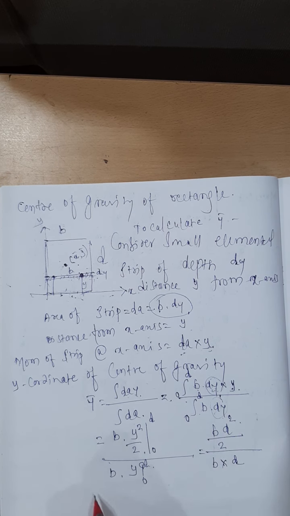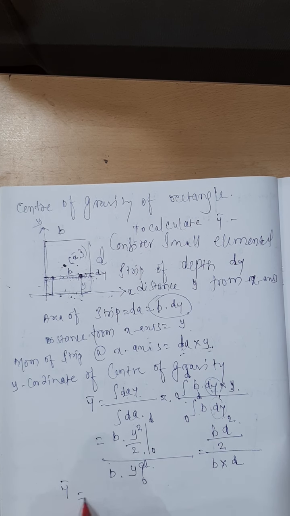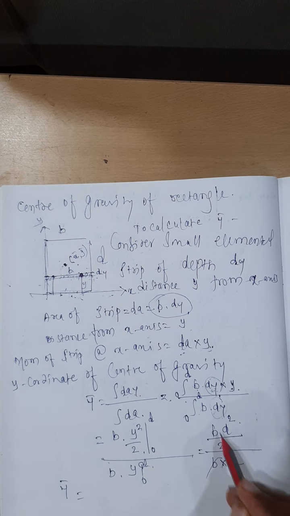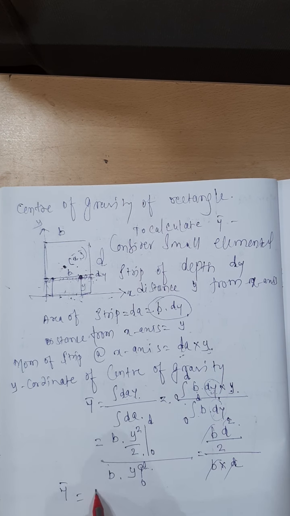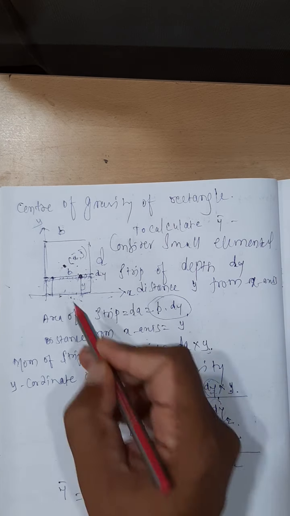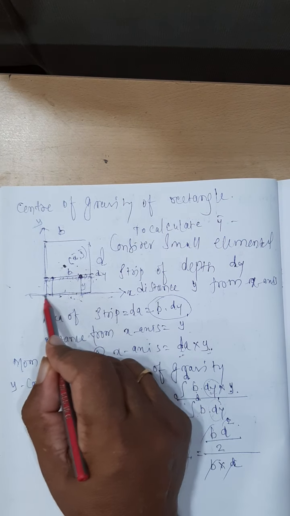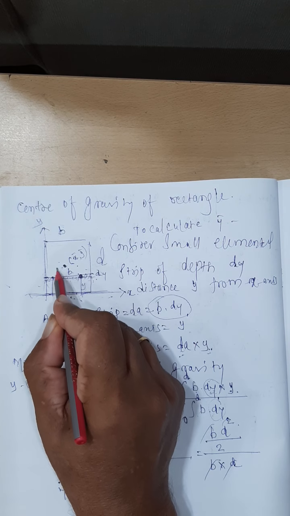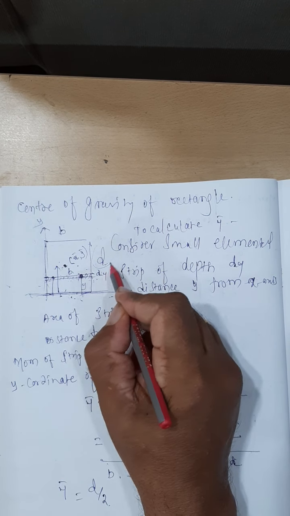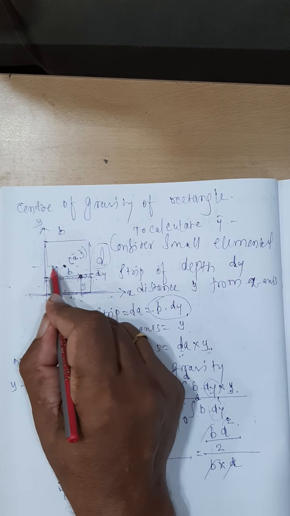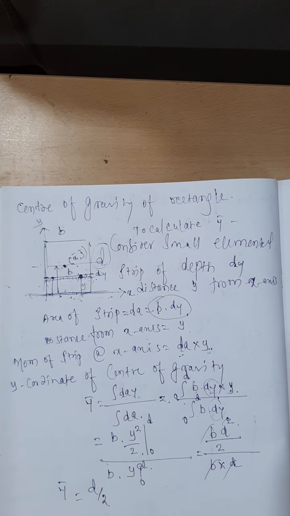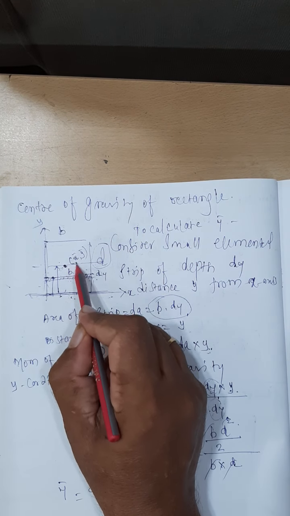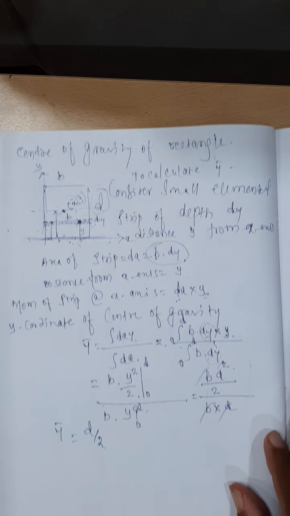What is the final answer? Therefore, the value of y bar is d by 2. The b cancels, d cancels, giving d by 2. So the center of gravity of the figure is located at a distance of d divided by 2, somewhere on this line. To locate it completely, we need one more coordinate, x bar, which we need to calculate now.